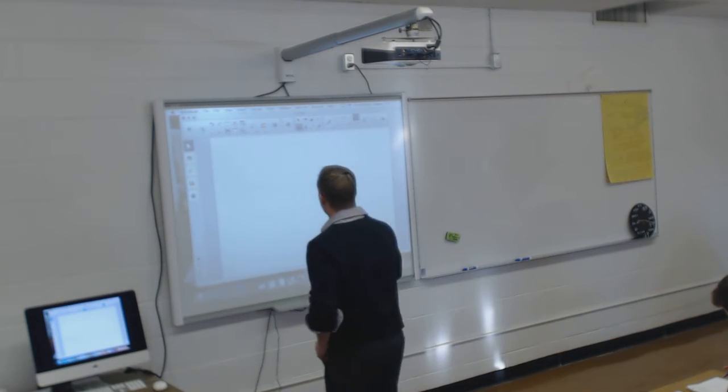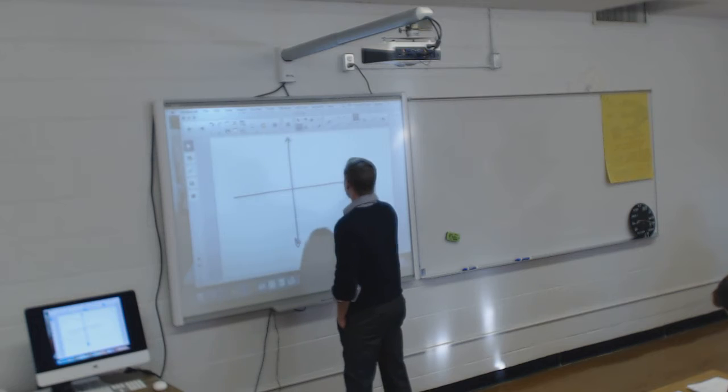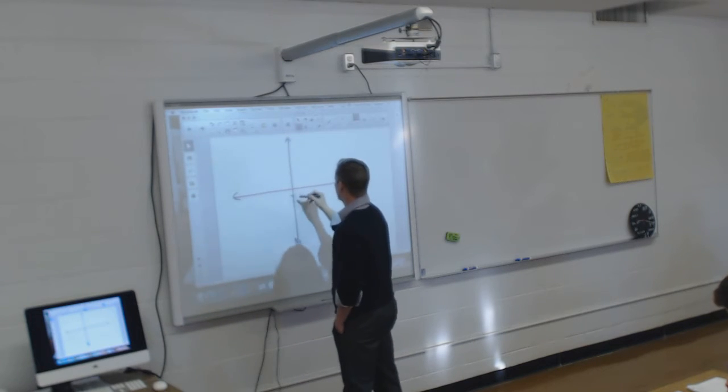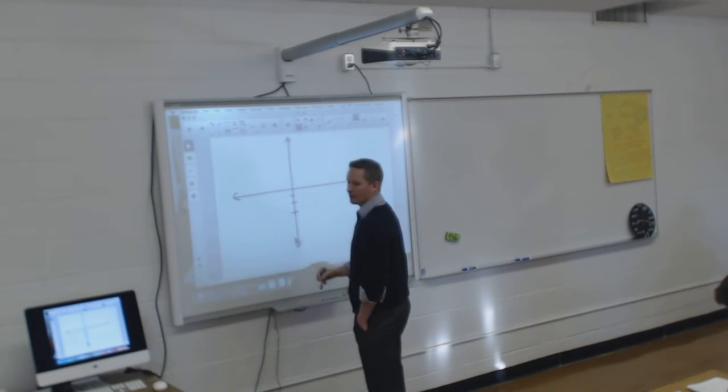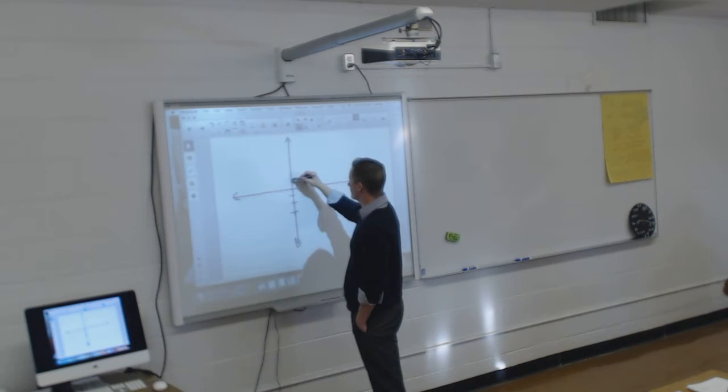Okay, so I'm going to graph. It says given f of x equals 4x minus 3. So 4x minus 3, 0, -3, right? What does my slope tell me to do? Up 4, right 1, to here.